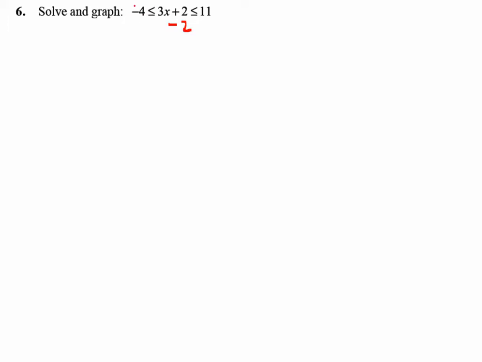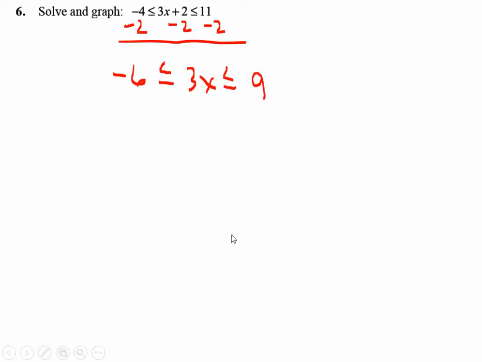There's the left-hand side, there's the middle, and there's the right-hand side. So what we're going to do is subtract 2 from each of those sides. So, -4 subtract 2 is -6. Less than or equal to, now we have just a 3x by itself. Less than or equal to 11 minus 2 is a 9. Perfect. What should we do next? Divide by 3 on all 3 sides, right? And we got ourselves -2 less than or equal to x less than or equal to 3. Cool. There it is. I'm done with my answer.